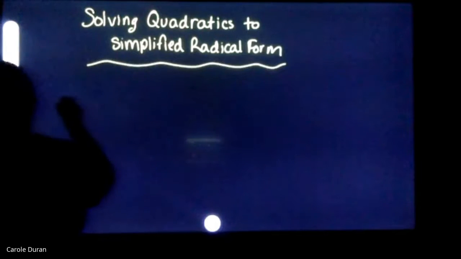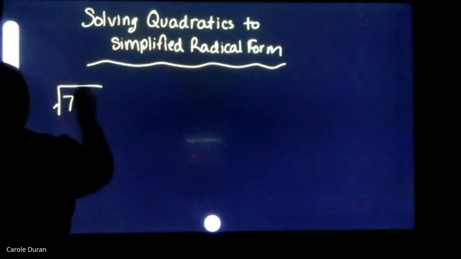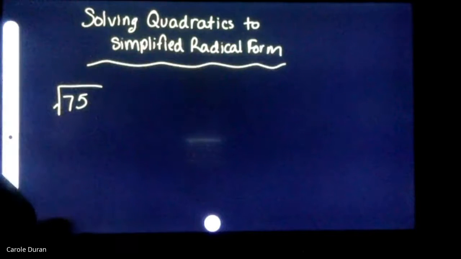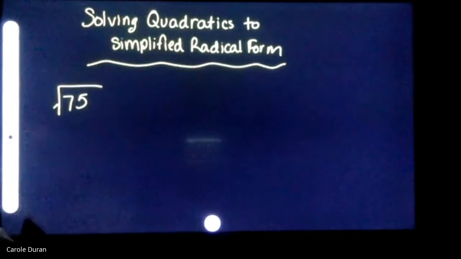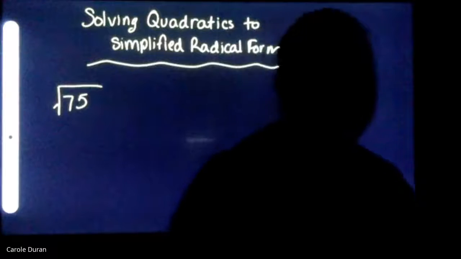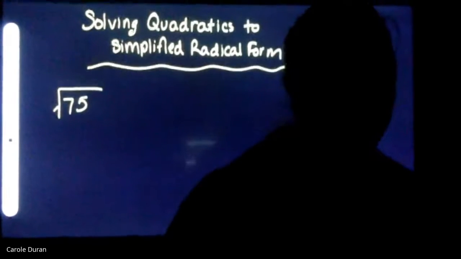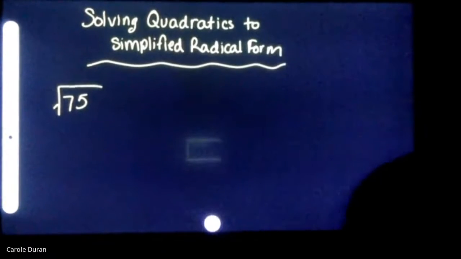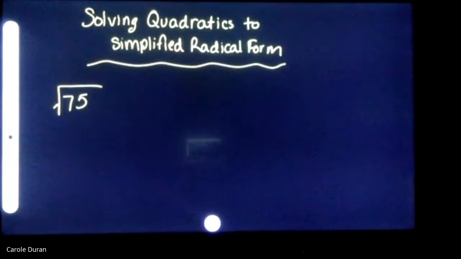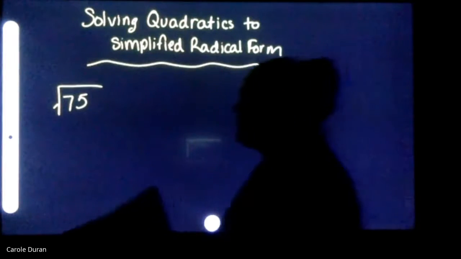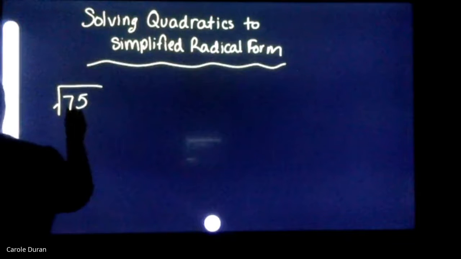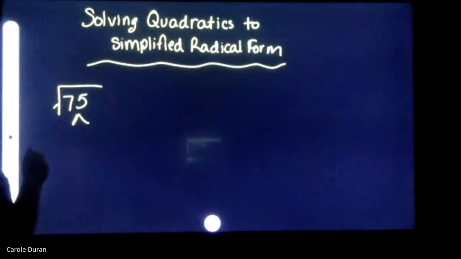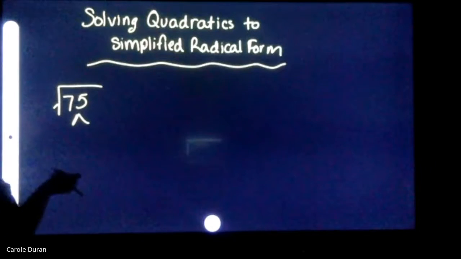Okay, so let's go ahead and simplify the square root of 75. Just like we did yesterday, no different. What's my first step? Find what two numbers go into 75. Perfect. So what can I multiply together to get 75? How about 3 and 25?